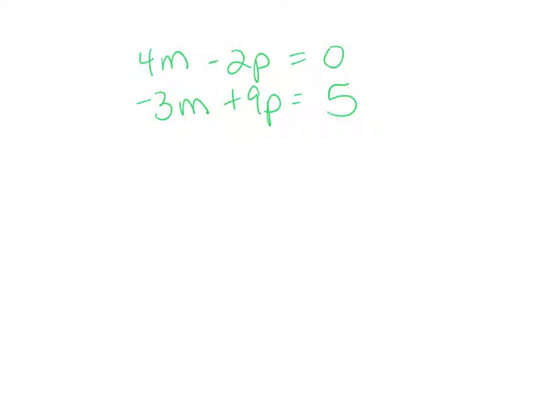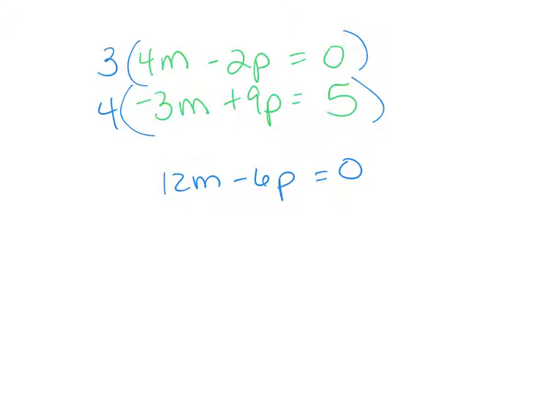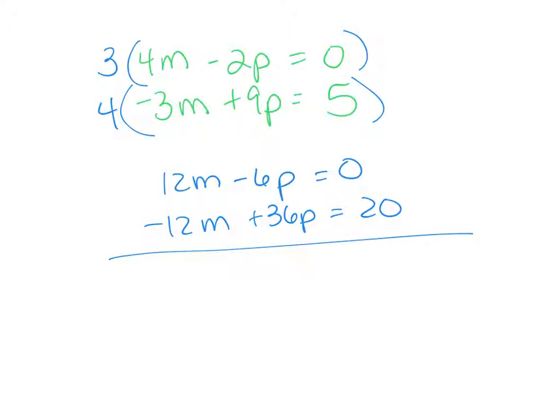So no, you can't do that. But you can eliminate, you want to eliminate the m's. We can multiply this one by a 3 and we'll get a 12, and this by a 4 and we'll get a -12. You see that? So now we have 12m minus 6p equals 0, and negative 12m plus 36p equals 20. So the m's now are opposites of each other, so we can eliminate the m's, and we get 30p equals 20, divide by 30, and p equals 2/3.